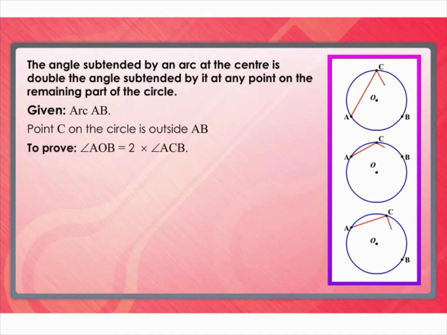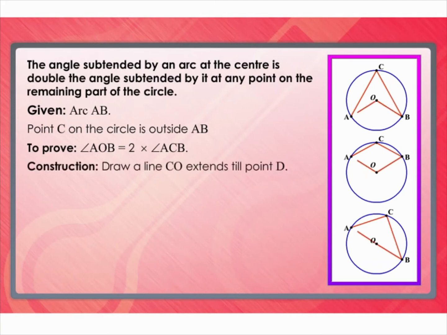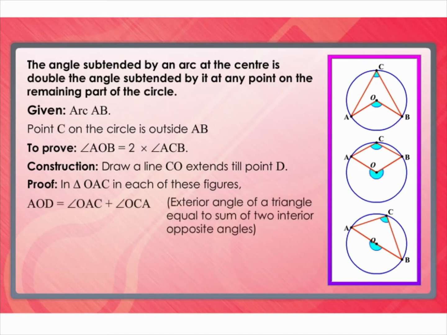Before we start with the proof, consider the line joining point C to center O and extend it to the point D within the circle. Consider triangle OAC in each of these figures. In each, angle AOD is the exterior angle of triangle OAC. Since the exterior angle of a triangle is equal to the sum of its interior opposite angles, angle AOD is equal to angle OAC plus angle OCA.